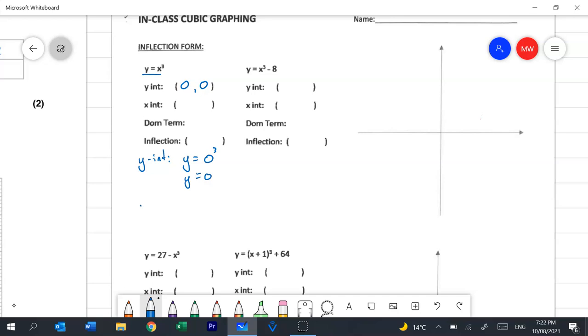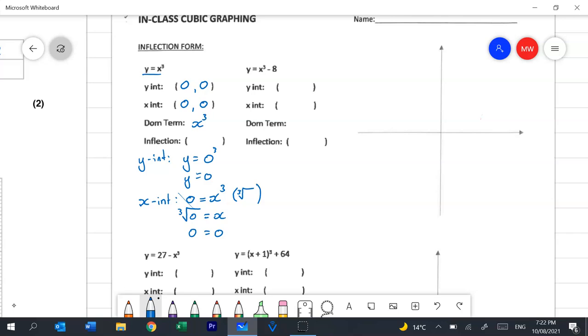When we go to find our x-intercept, I'll do the opposite. I will say, if I make y nothing, what will x be? To get rid of that cubed, I just do the cubic root of both sides. And of course, the cubic root of 0 is nothing. So x is nothing. So when x is nothing, y is nothing. The dominant term is taken from here. In this case, it's going to be x cubed, and if it was 2x cubed, it would be 2x cubed.